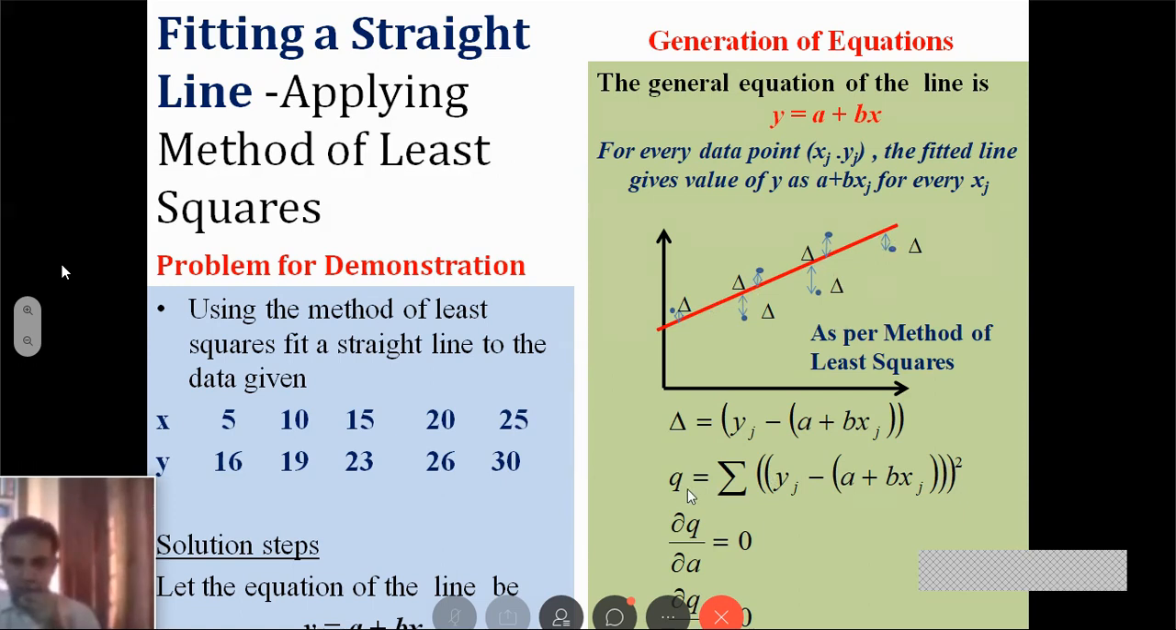Now, for this line to be the best fit possible, the sum of these squares should be minimal. The unknowns are a and b. So Q should satisfy: dou Q by dou a should be equal to 0, and dou Q by dou b should be equal to 0. Because this is to be a minimum, it is possible only if dou Q by dou a is 0 and dou Q by dou b is 0. Now we have to operate dou Q by dou a and dou Q by dou b on this Q. Very simple operations.